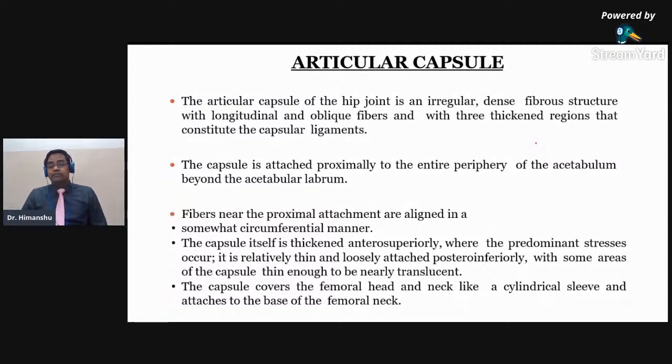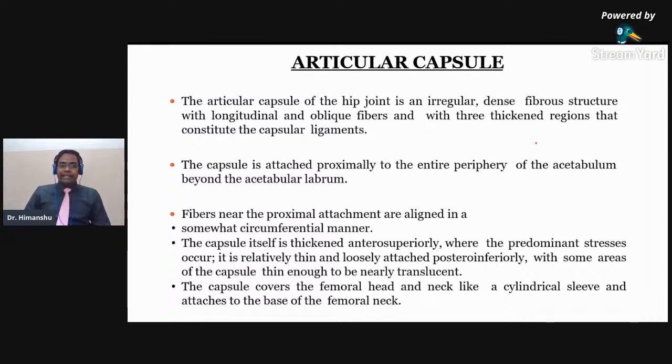The capsule itself is thickened anterosuperiorly, as I told you, where the predominant stresses occur. It is relatively thin and loosely attached postero-inferiorly, because you have the bony articular margin on that particular side. So you require a lesser amount of soft tissue stability over there.